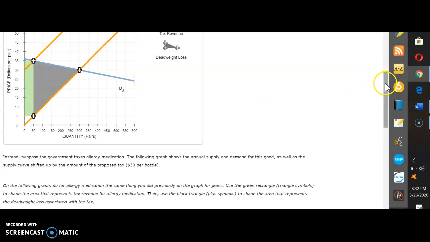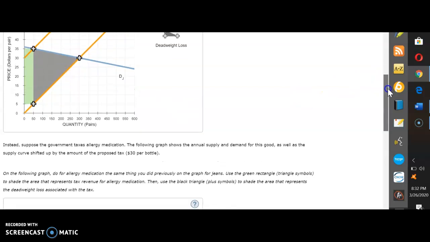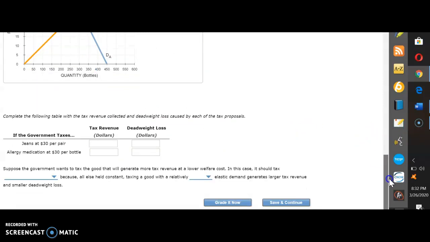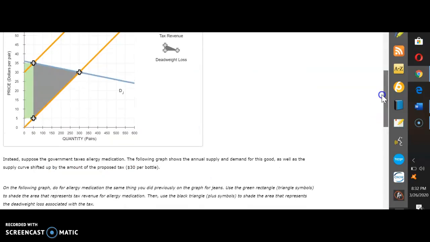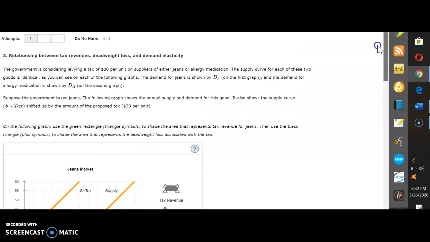Multiply those, then times a half. There's your deadweight loss. And you'll be able to see with the elastic good, the tax revenues are smaller. The deadweight loss is much bigger. So here the deadweight loss is smaller. Okay, now that one, well, let's go back. Let me stop this thing for a second.